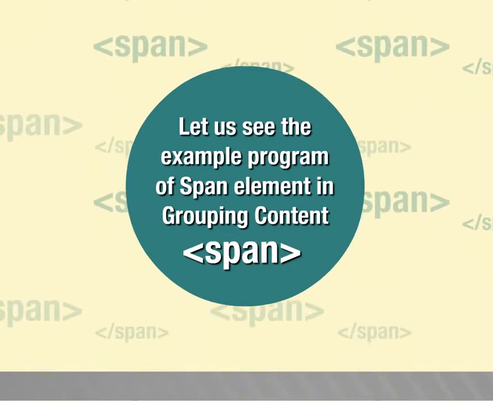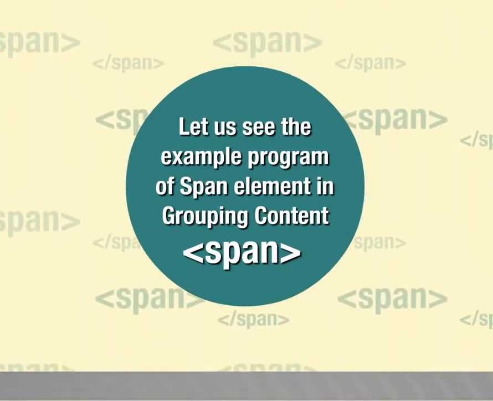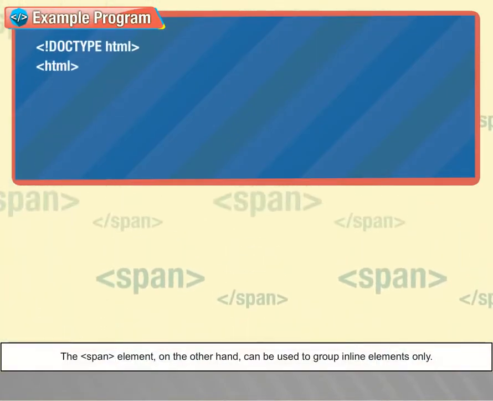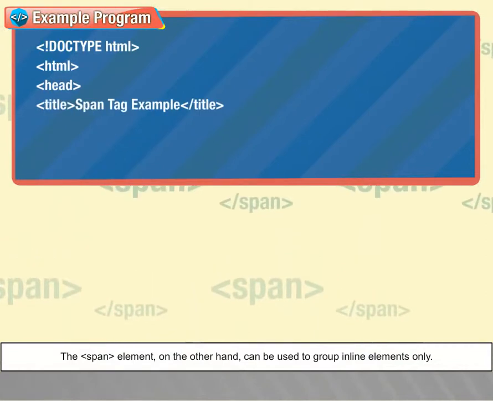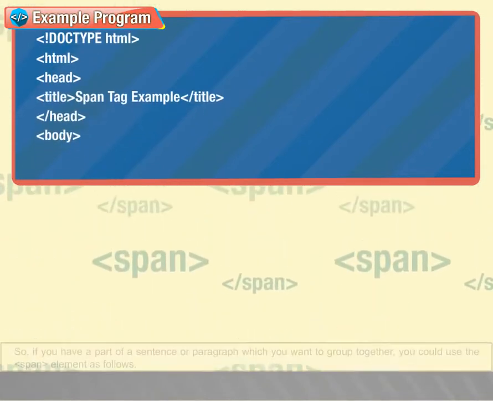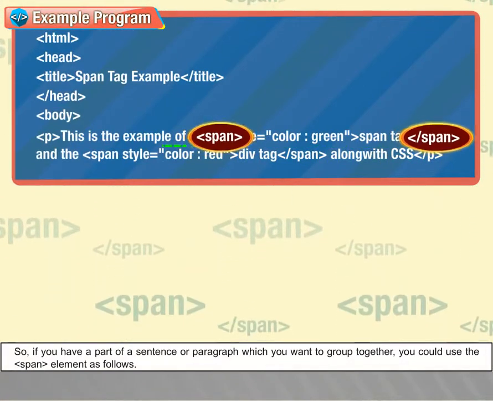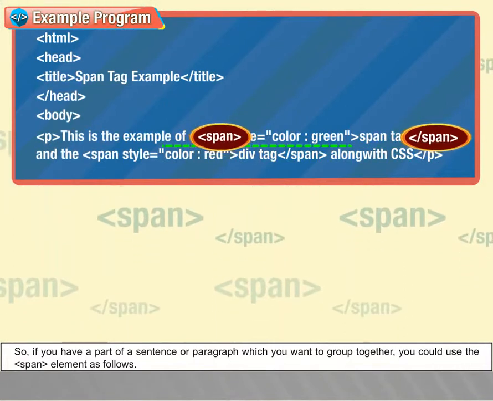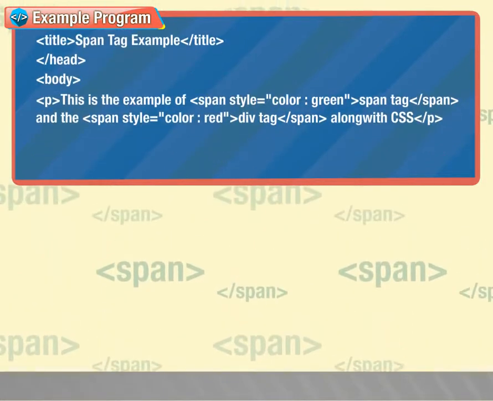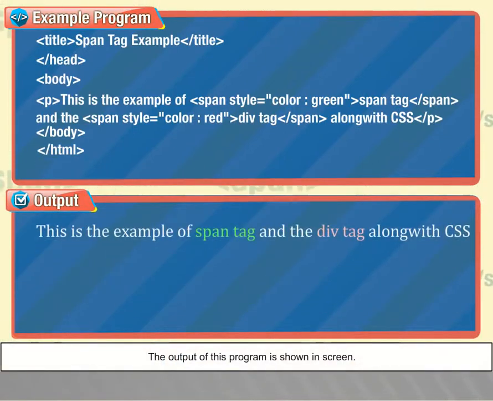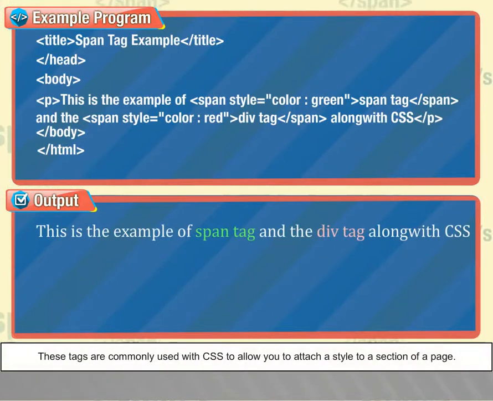Let us see the example program of the span element in grouping content. The span element, on the other hand, can be used to group inline elements only. So, if you have a part of a sentence or paragraph which you want to group together, you could use the span element as follows. The output of this program is shown on screen. These tags are commonly used with CSS to allow you to attach a style to a section of a page.